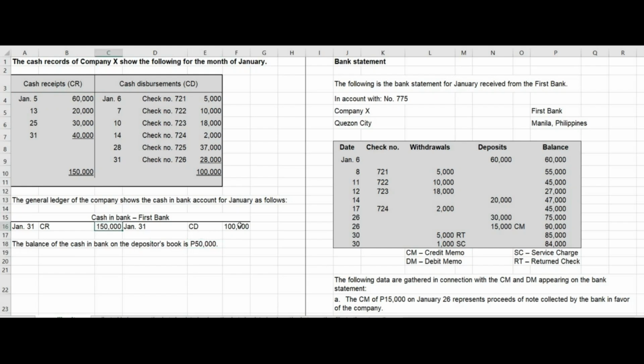That's 150,000 minus 100,000. So, meron na tayo, cash in bank balance per book is 50,000. Sa bank naman, based sa bank statement, ano bang meron sa bank statement? So, nandyan na yung pangalan, account number, yung pangalan ng company, yung anong bangko ito, of course, mga heading yan. So, merong date, merong check number, yung mga reference dito, then merong debit side, and then merong credit side.